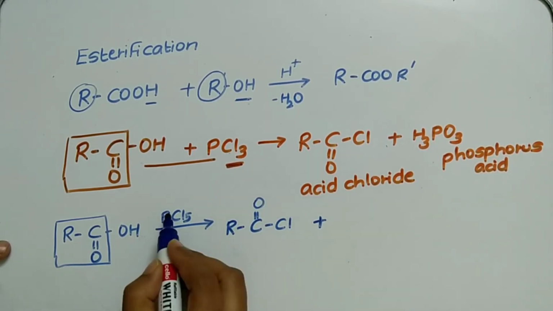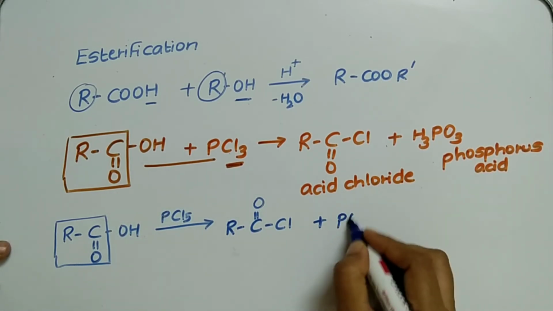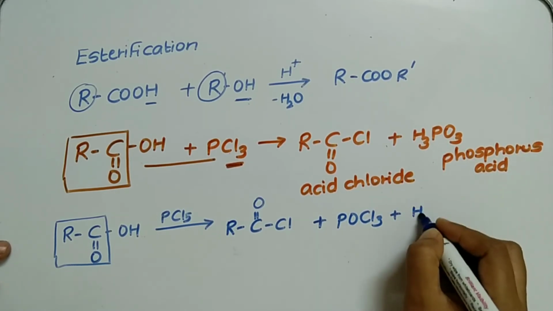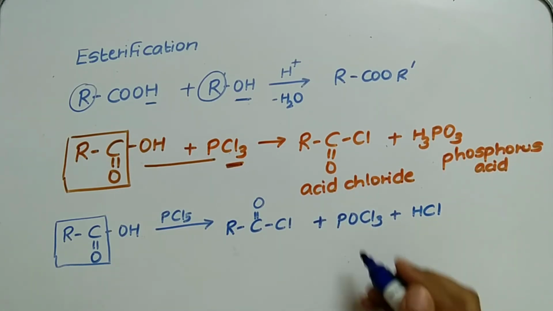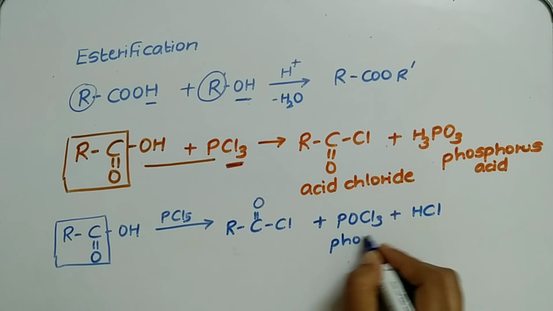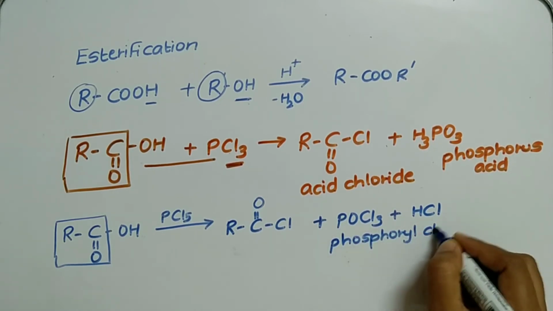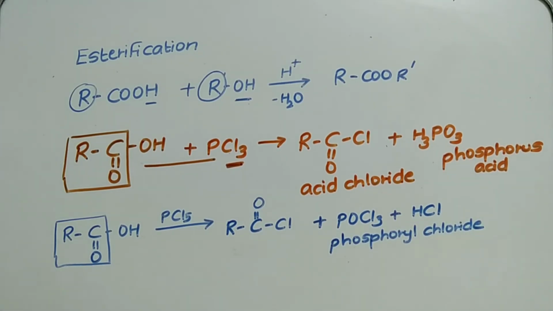Correct. Plus what is left now? POH and 1 Cl. Two byproducts are formed: one is POCl3 and the other is HCl. Again, acid chloride is the compound. POCl3, the name is phosphoryl chloride, and hydrochloric acid is the byproduct.